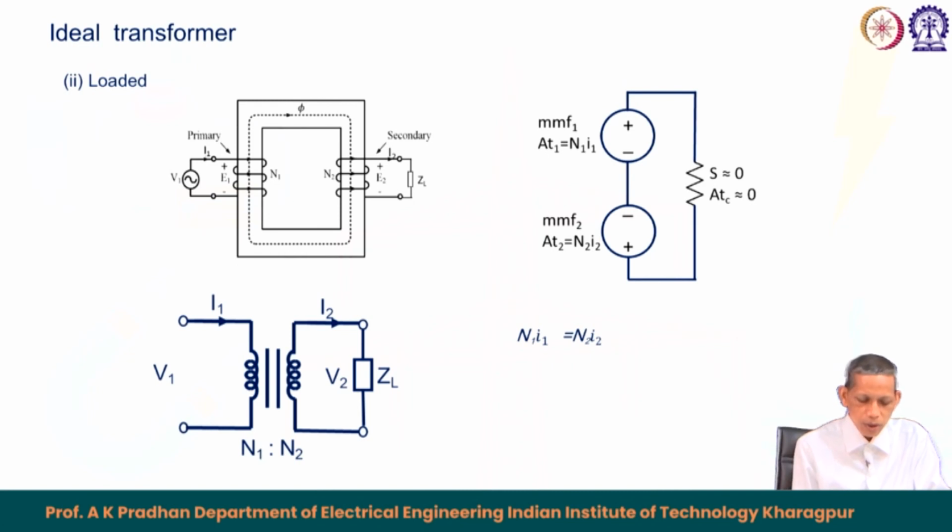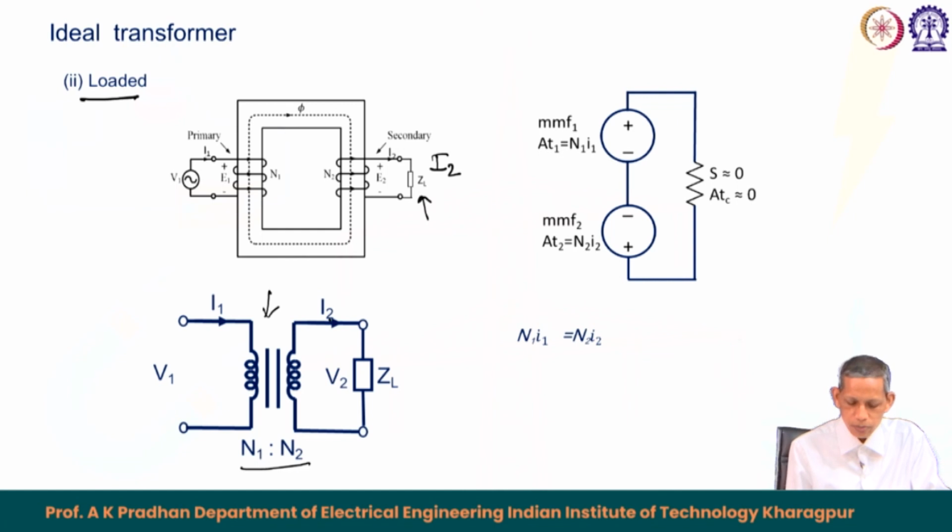Now, we will go to the loaded condition of the transformer. So, now an impedance is connected to the secondary, and a current I 2 flows in the secondary. In the schematic diagram we can see there is an ideal transformer with a turns ratio of N 1 is to N 2, and a current I 2 flows here and a current I 1 flows in the primary side.